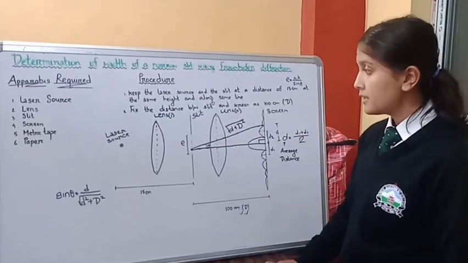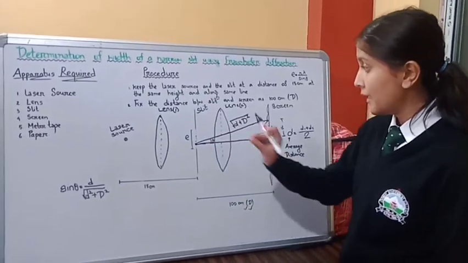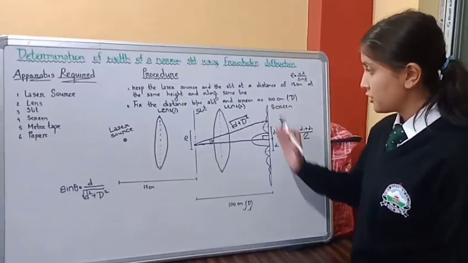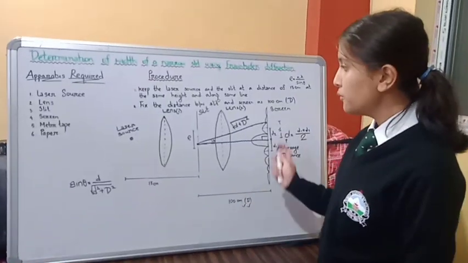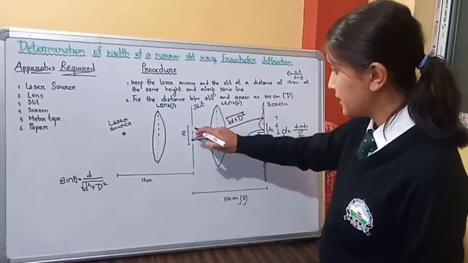The slit that we use here is an adjustable slit, so we can adjust the width of the slit, but we have to keep the width of the slit very narrow, only then can we get a diffraction pattern on the screen. When we switch on the laser source, the laser light will fall on the slit.